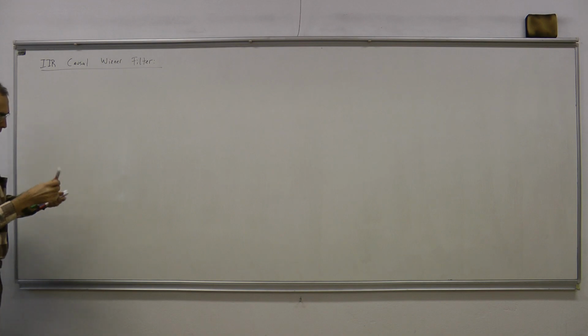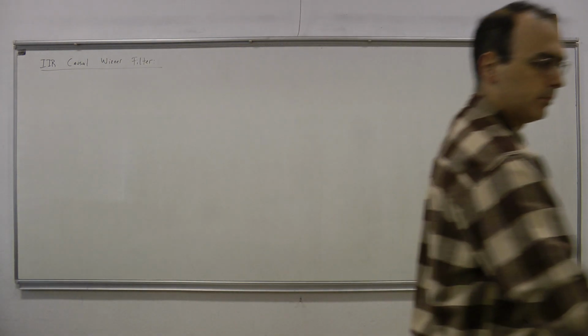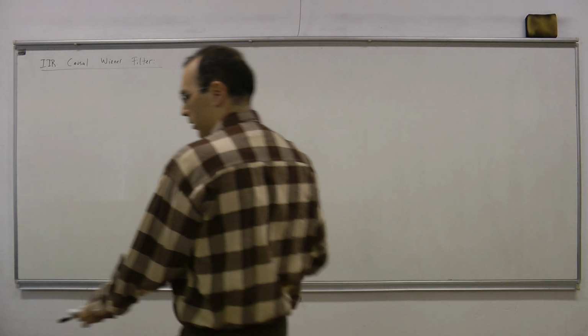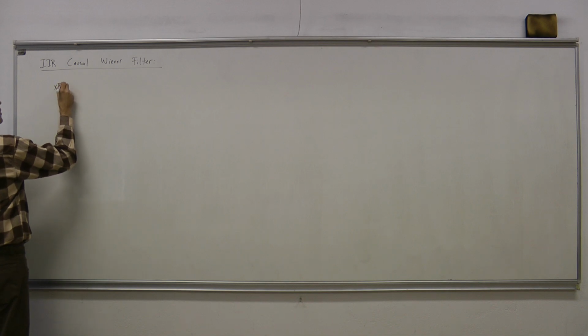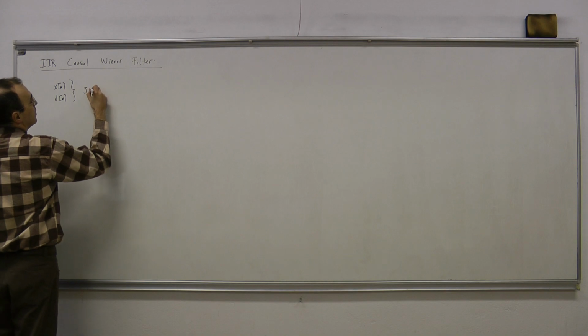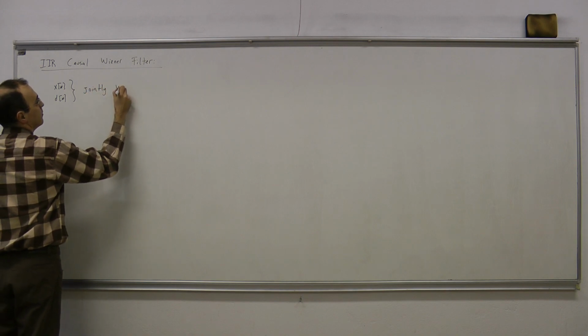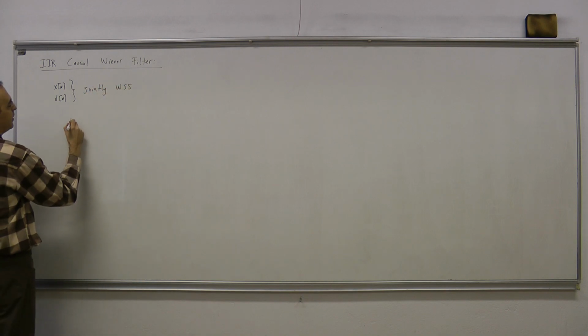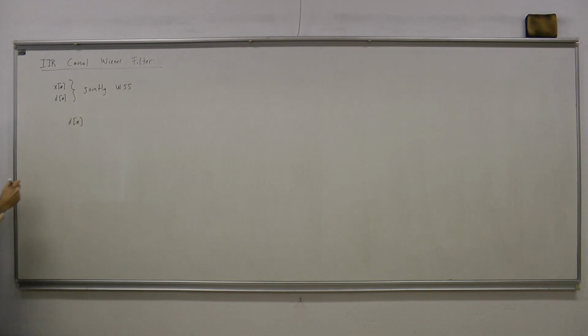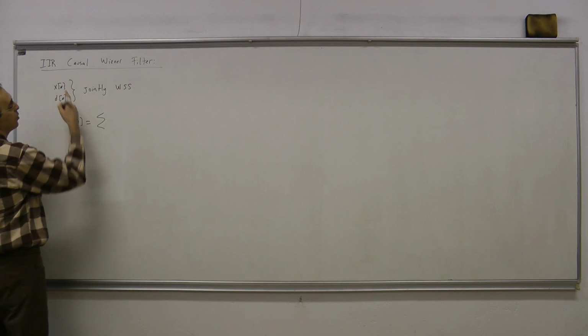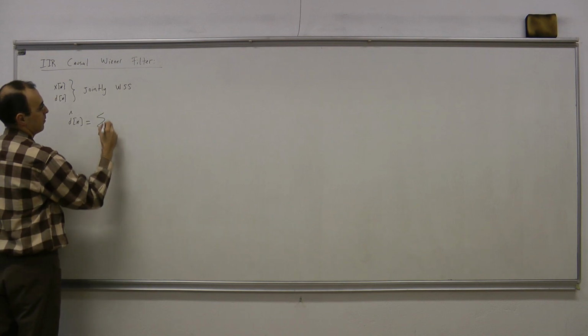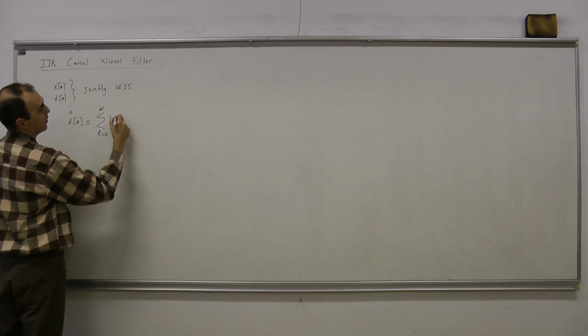So we are assuming exactly the same setup, which is, now I have X of n process and D of n process. They are jointly wide-sense stationary. And I would like to predict D of n, the desired process, from the samples of X of n with a filter.